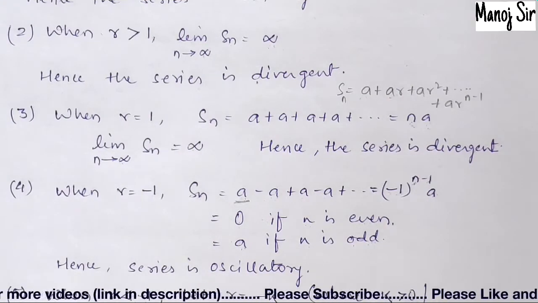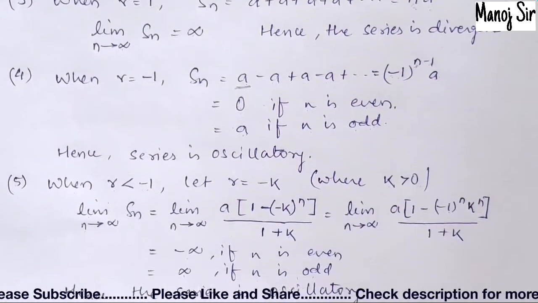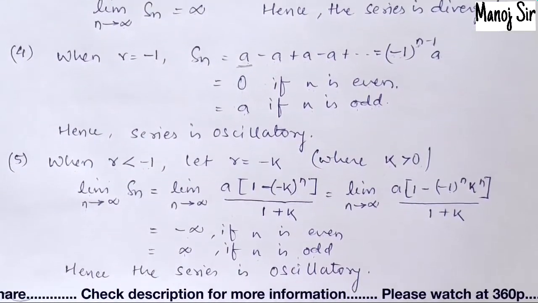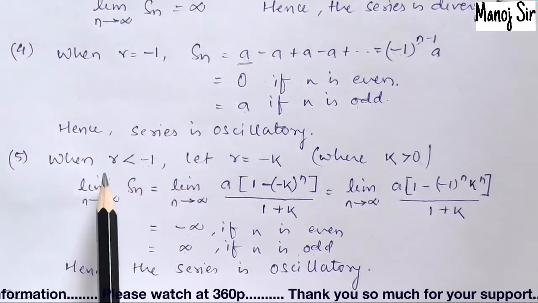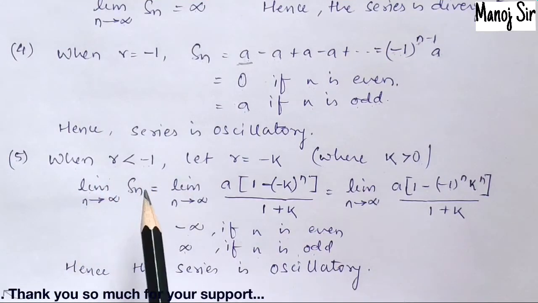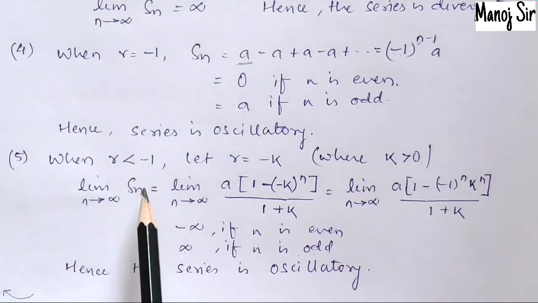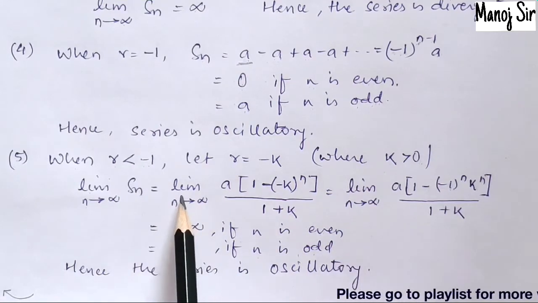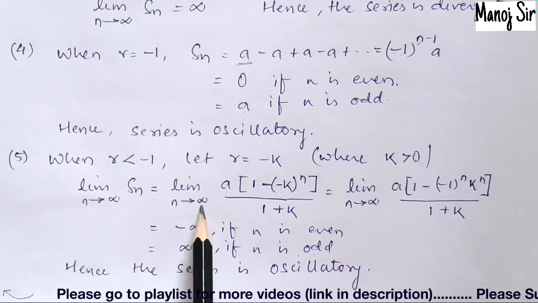Now we'll come to the fifth part. When r is less than minus 1, in that case, limit n tends to infinity.